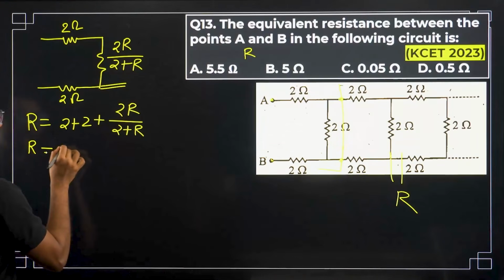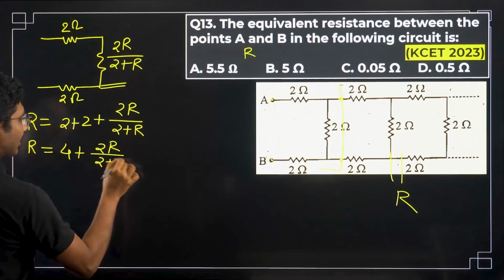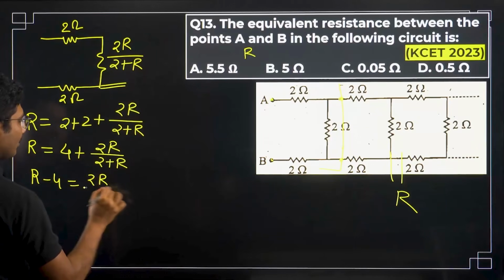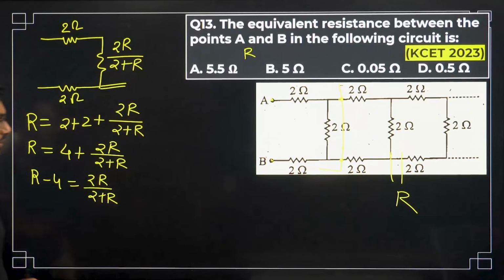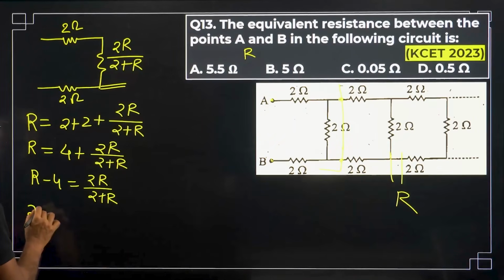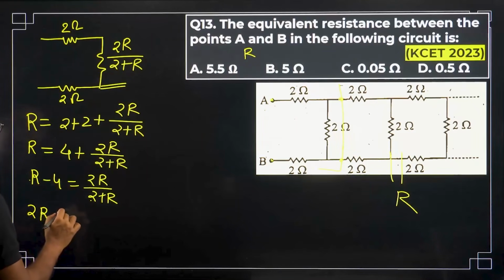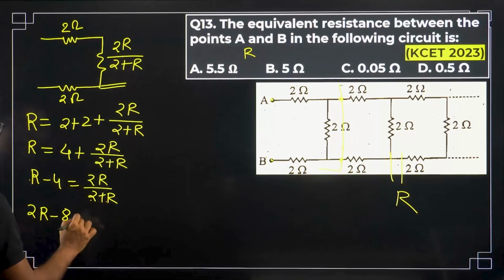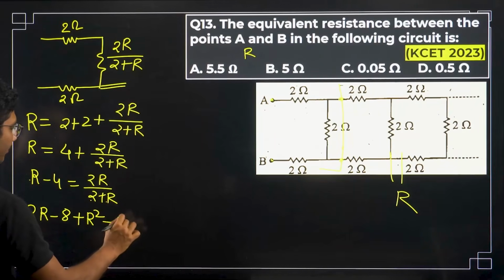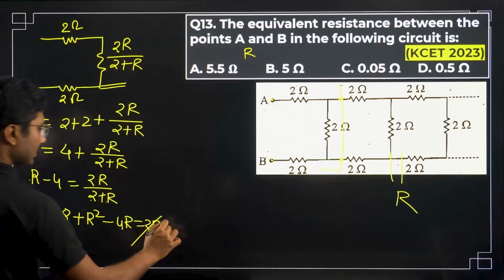So R equals 4 plus 2R divided by 2 plus R, or R minus 4 equals 2R by 2 plus R. So you will get a quadratic equation, then you have to solve it. Okay, that is the only pain in this question. 2R minus 2 into R is 2R, 2 into minus 4 is 8, R into R is R square, minus R into 4 is 4R equals 2R. Okay, 2R cancels.